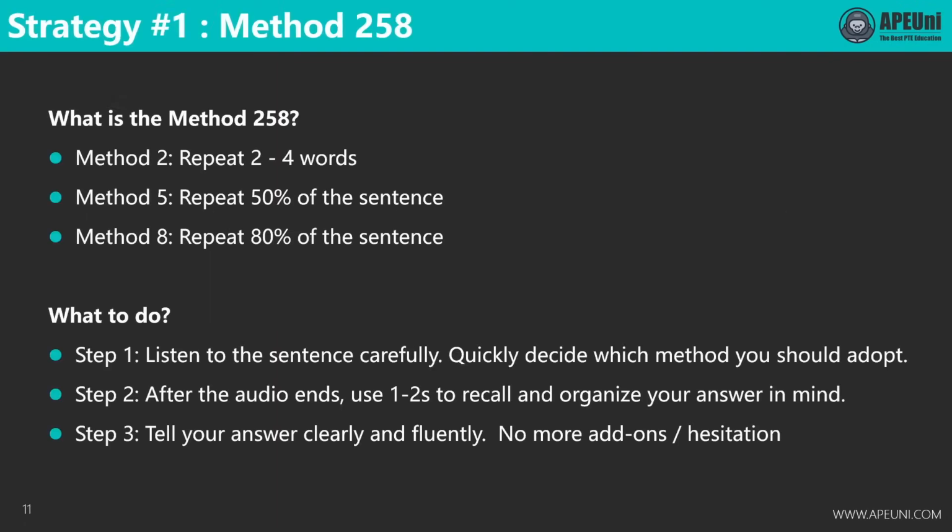So what is method 258? It represents 3 different methods of repeating. To describe them briefly, method 2 means repeating 2 to 4 words, mainly content words. Method 5 is to repeat 50% of the sentence, and method 8 is to repeat 80% of the sentence. I will explain these in much more detail soon, but let me explain the general steps of answering first.